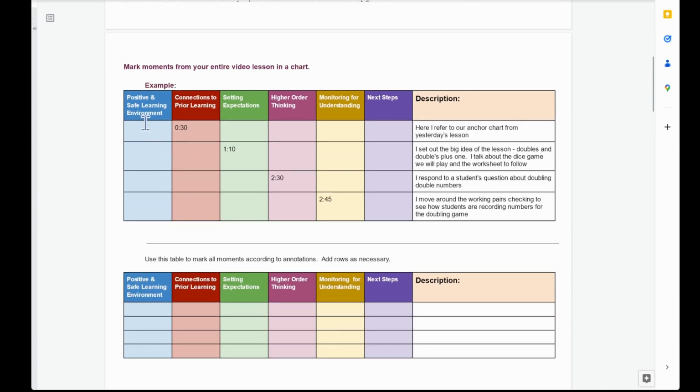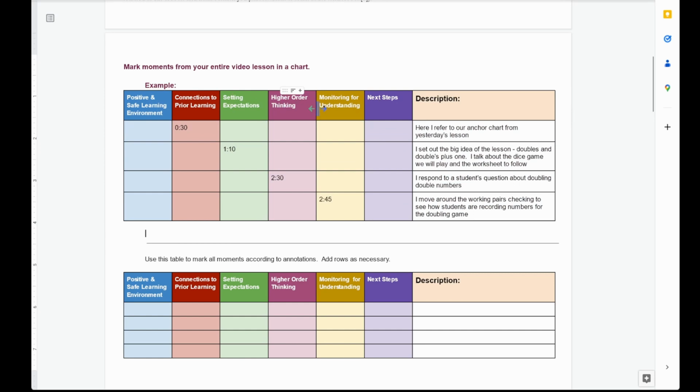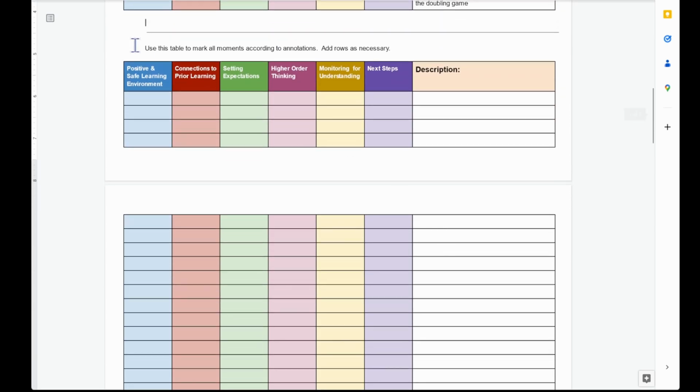You're looking for these 5 elements. What you want to do is mark up your video or keep a table like this. I've given you a sample here. In this sample, you can see these are the 5 annotations, and then just simple marking of times when these things happen and a description. And what I've given you here is a table that you can use to do that. So copy this table as you need.